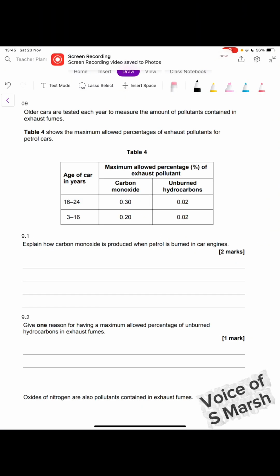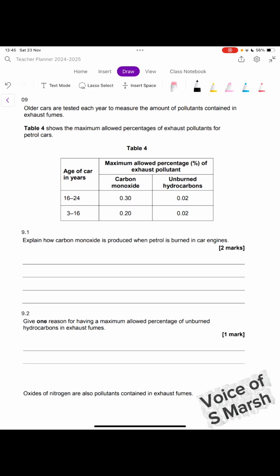So we've got question 9 in the mock GCSE exam for 2024. And we've got here, older cars are tested each year to measure the amount of pollutants contained in exhaust fumes. We have a table of information, quite important because we're going to be expected to use information in the table. Explain how carbon monoxide is produced when petrol is burned in car engines.